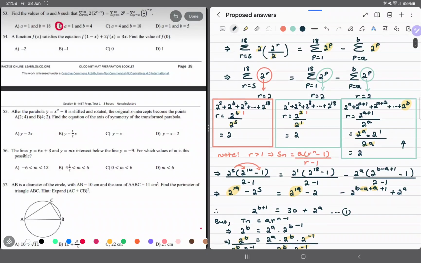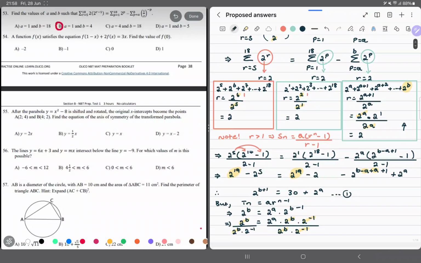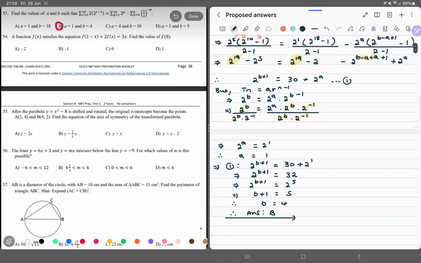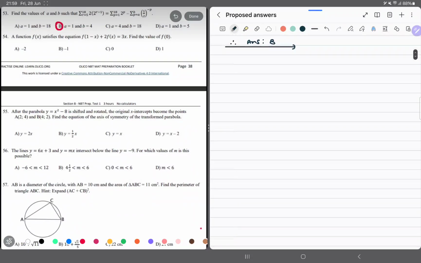Alright, so one can appreciate here this is one of those questions where multiple steps are involved, and of note, we needed to use simultaneous equations. So the concept of simultaneous equations needs to always be with us. Okay, so let's move on to the next question.